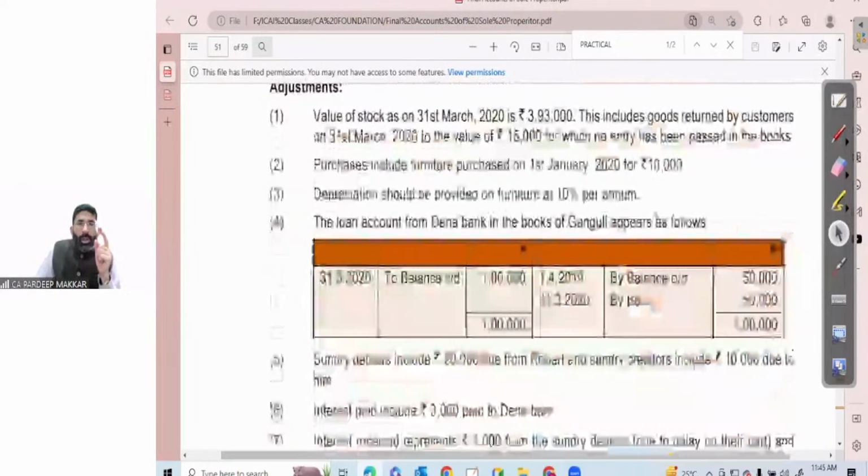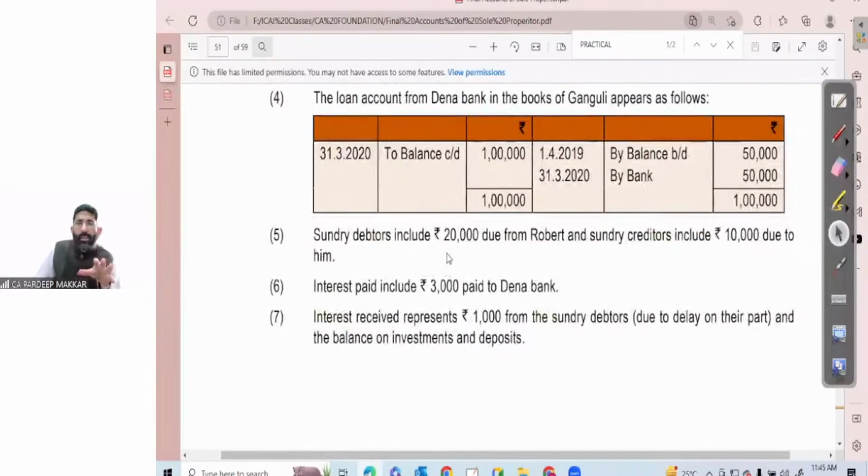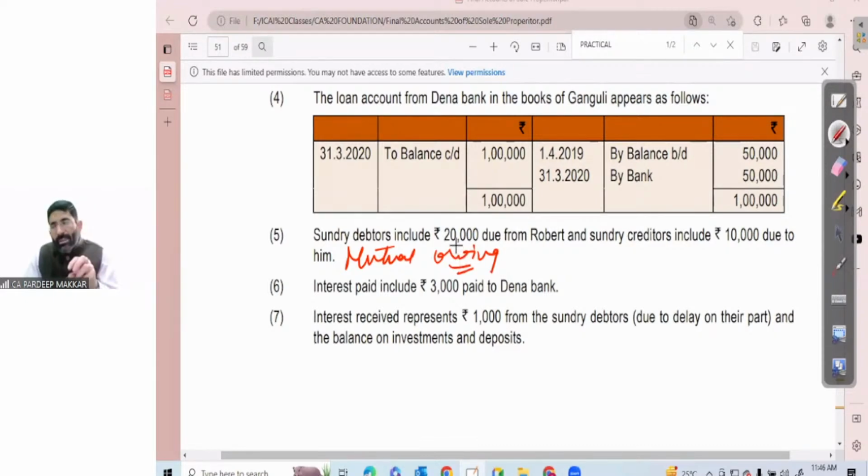So how to get it? For that, details are given to you. Debtors include 20,000 due from Robert and creditors include 10,000 due to Robert. This is called mutual owings, mutual debt we can say. What is meant by mutual owing? If one person is our debtor as well as creditor, then what do we have to do? We have to make it net.